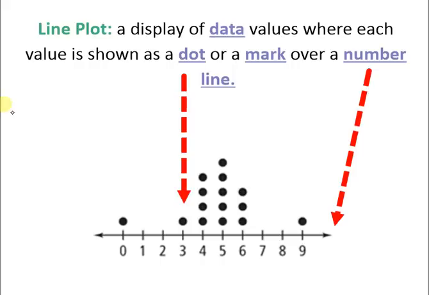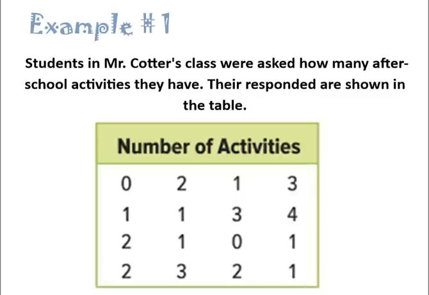So first off, what is a line plot? A line plot is a display of data values where each value is shown as a dot or as a mark, and that's all over a number line. Here I have a number line, numbered 0 to 9, and I'm using dots to show how frequently a value is repeated. Sometimes dots are used, sometimes we use X's or asterisks or other types of marks, and you'll see that in this presentation. Alright, so example 1.